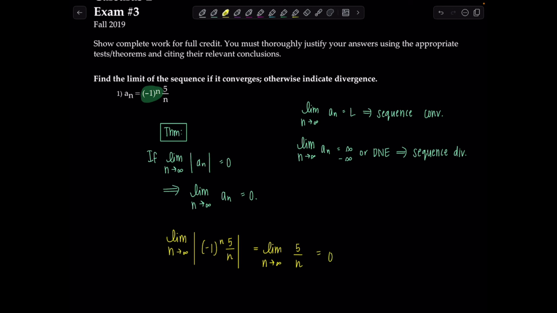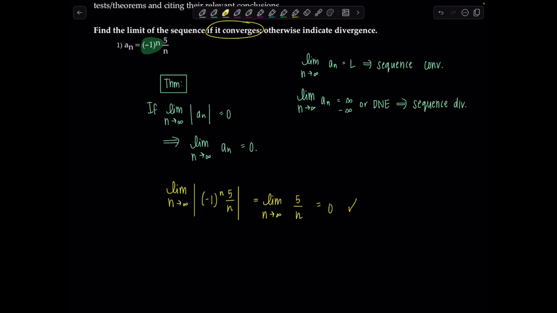So let's make sure we answer the question, find the limit of the sequence if it converges. We did, otherwise indicate divergence. Out of paranoia, I would just write down it's convergent. You probably don't have to because we found the limit, so that implies it's convergent, but just to be safe. Okay, how was that one? So don't forget that theorem. It doesn't have a name, but it's pretty much in every single textbook. You should learn it when you're covering sequences.